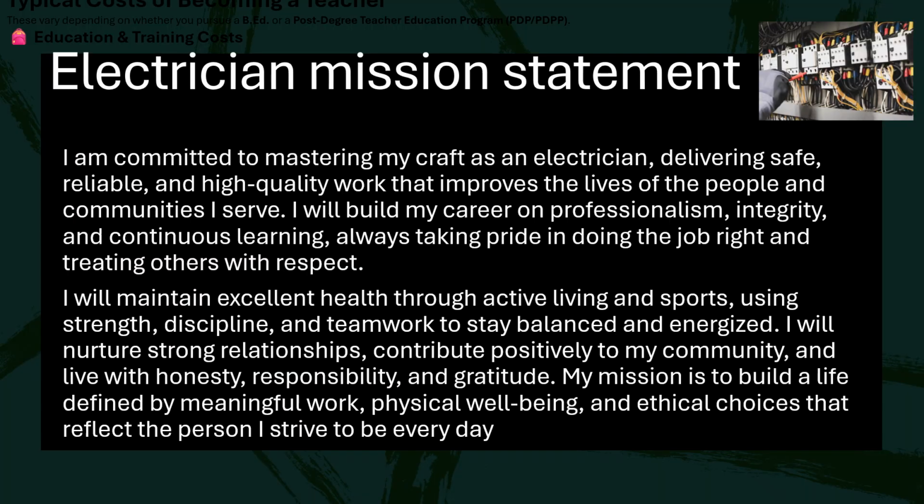This mission statement reflects an electrician committed to mastering the craft and delivering safe, high-quality work grounded in professionalism and integrity. It emphasizes continuous learning, strong relationships, community involvement, and a lifestyle shaped by honesty and gratitude. It highlights a dedication to meaningful work, physical well-being, and ethical choices that support a purposeful and responsible life.